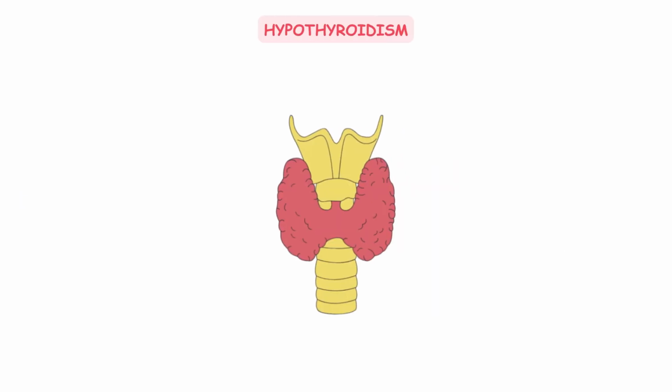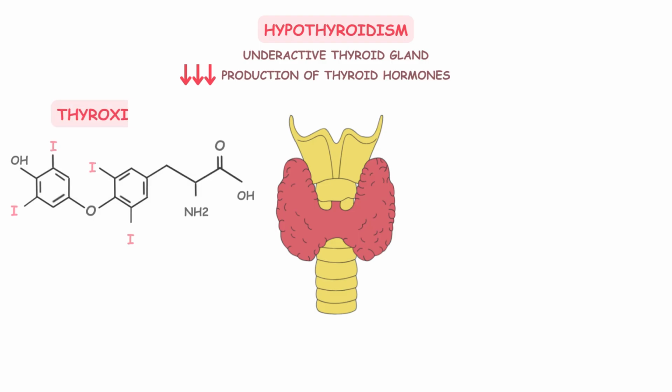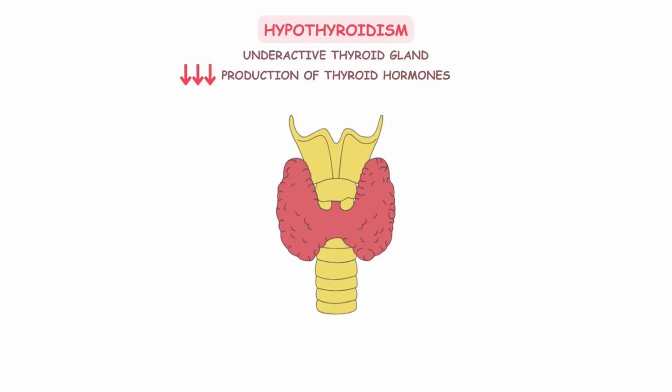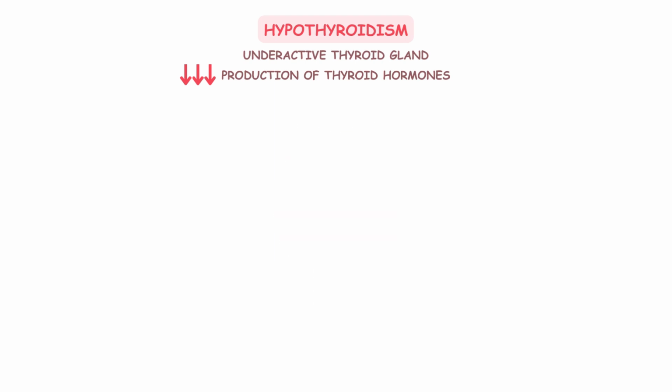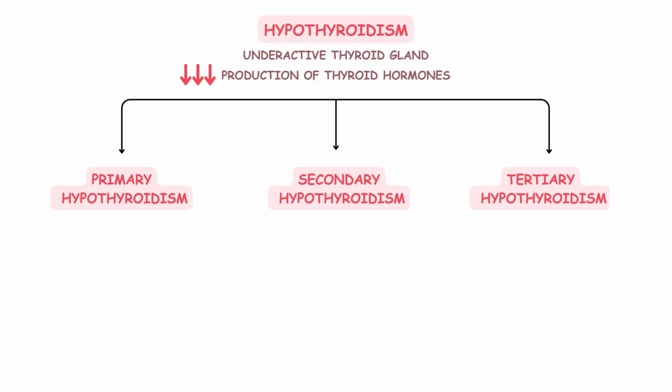Hypothyroidism is a condition characterized by an underactive thyroid gland, which leads to decreased production of thyroid hormones, primarily thyroxine and triiodothyronine. These hormones are critical for regulating metabolism, so their deficiency can have widespread effects on the body. Now, hypothyroidism is not a one-size-fits-all condition. It can be divided into 3 types: primary, secondary, and tertiary hypothyroidism.